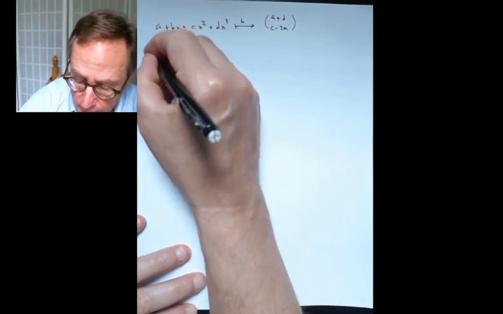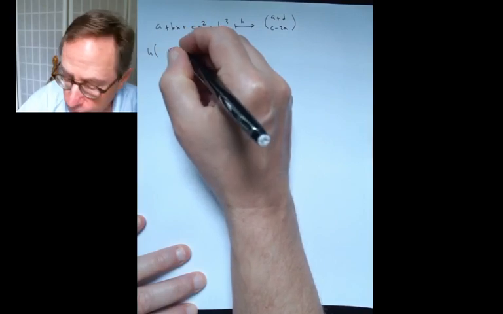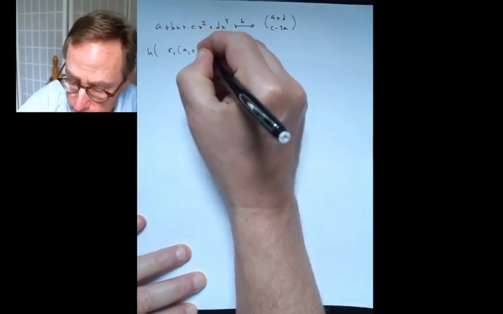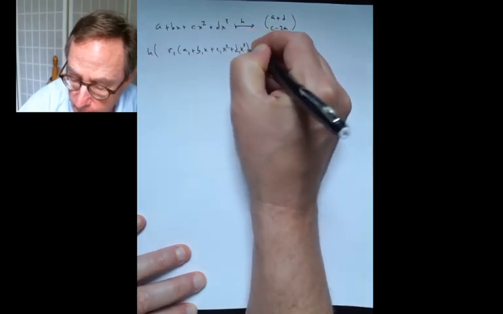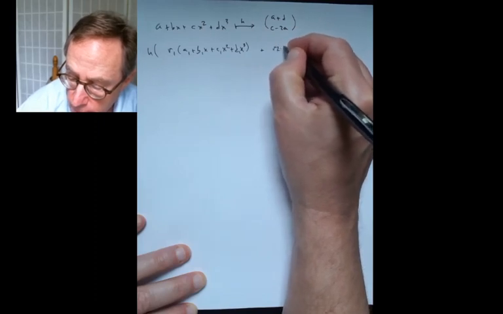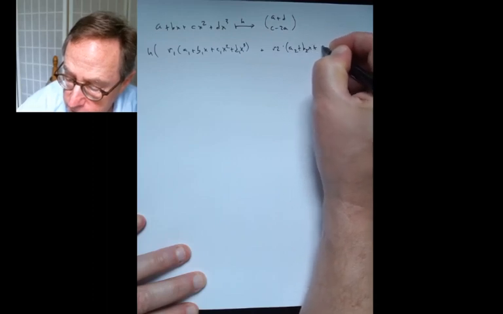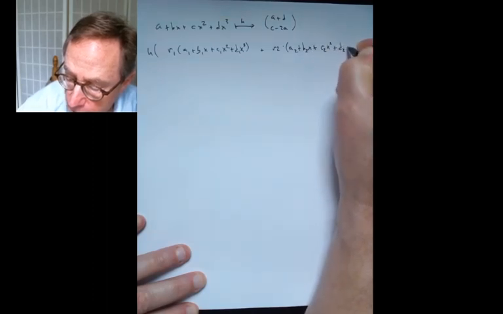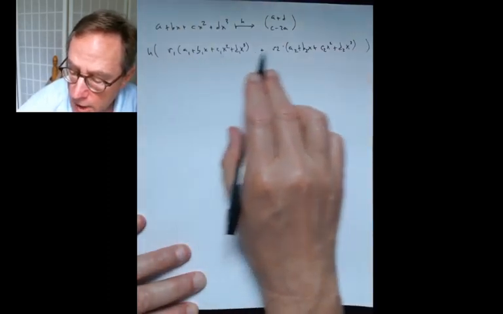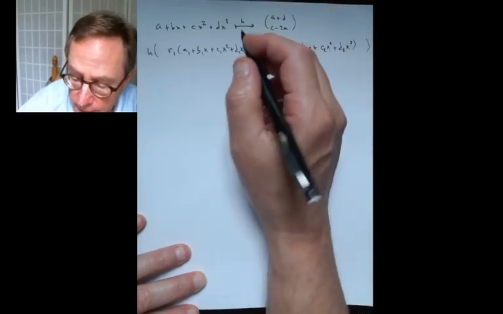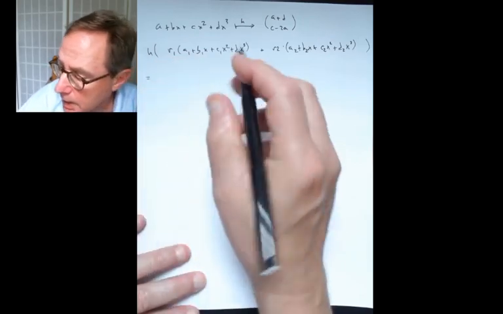Okay, so let's see, h of r1 times the first polynomial, so a1 plus b1x plus c1x squared plus d1x cubed, plus r2 times the second polynomial, a2 plus b2x plus c2x squared plus d2x cubed. Okay, so h of a combination. And we've done many of these, so I'm not gonna go through it very slowly. I'm gonna sort of combine a couple of steps.